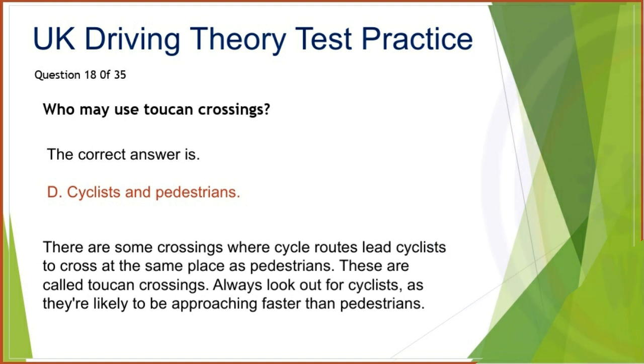There are some crossings where cycle routes lead cyclists to cross at the same place as pedestrians. These are called Pelican Crossings. Always look out for cyclists, as they're likely to be approaching faster than pedestrians.